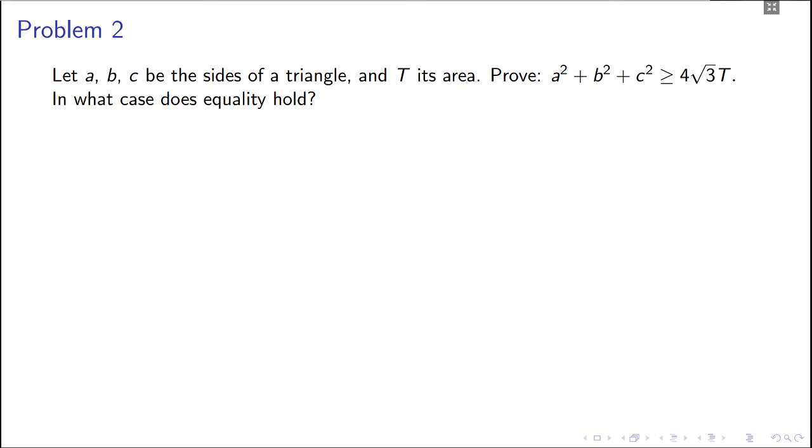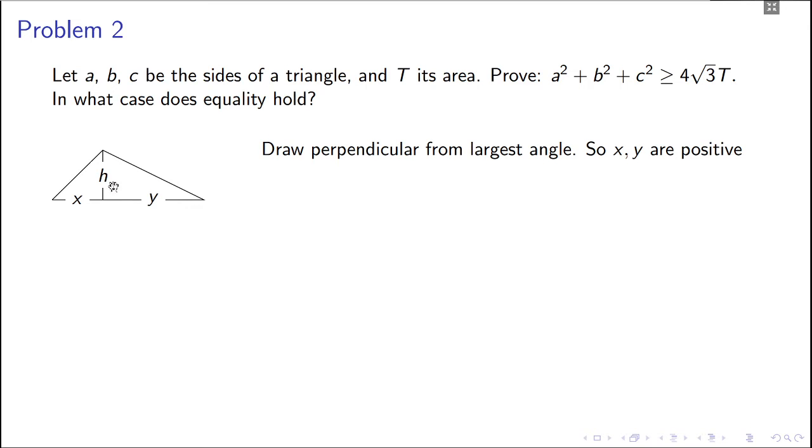So this problem says a, b, c are sides of a triangle, T is the area. So prove this relation. There are many ways to do it. So this is a triangle. You take the largest angle, you draw a perpendicular from that. So that's one way of doing it. Of course, when that happens, that will make sure that this x and y are positive.